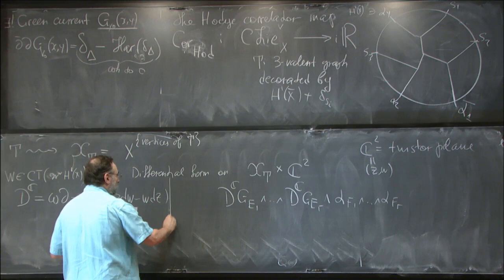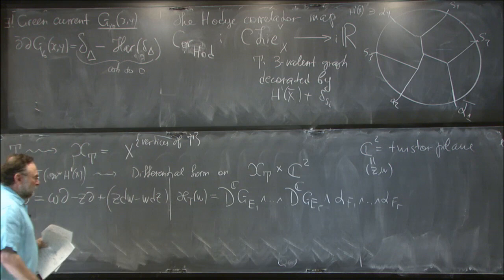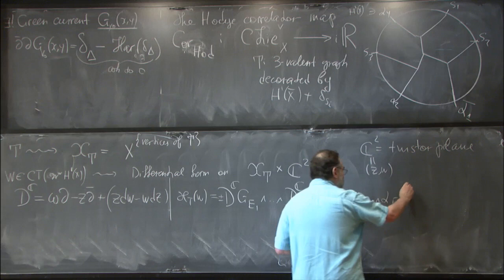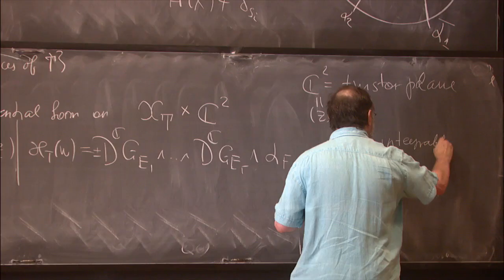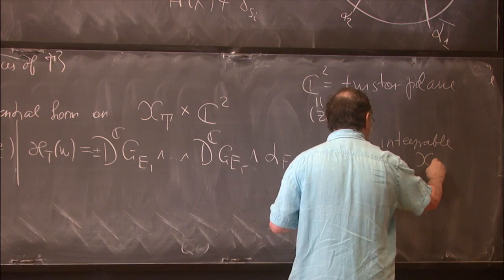I call it kappa t of w. Then it comes with a sign which I'm not going to define for today. And now the main claim is that this is integrable on x sub t cross C2.